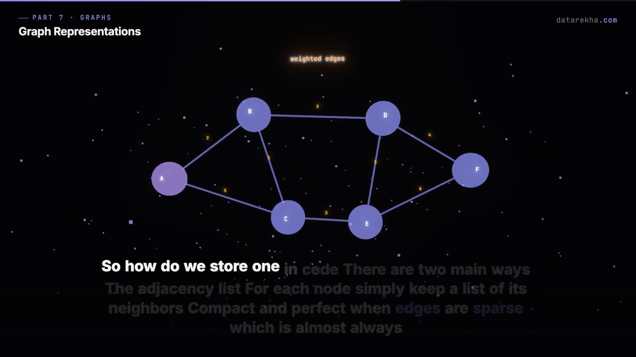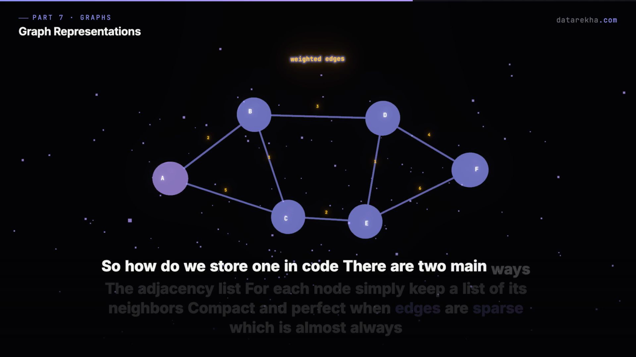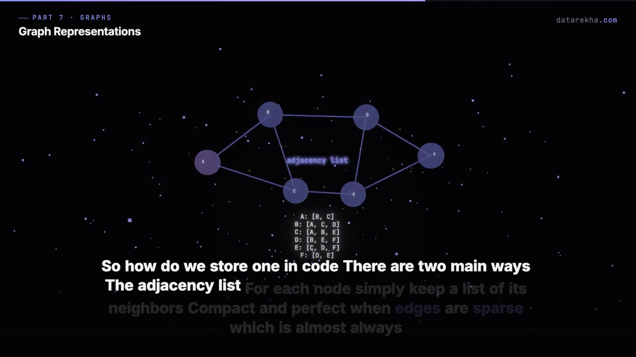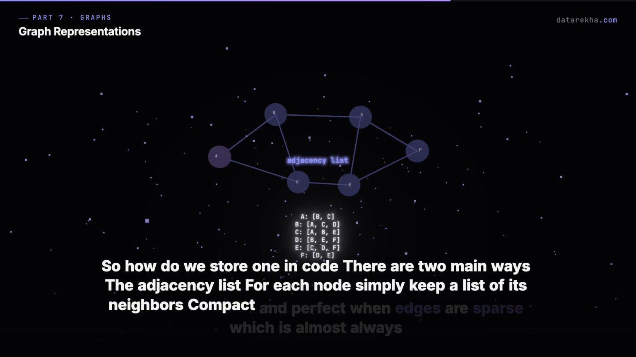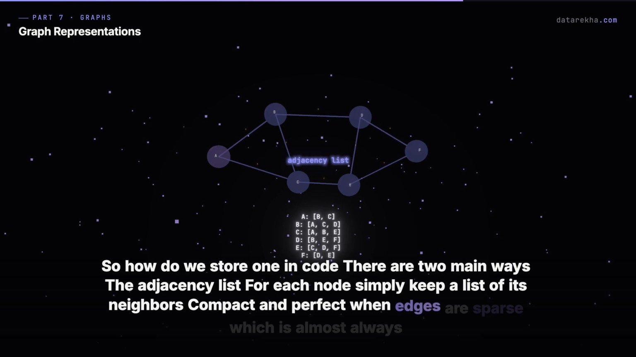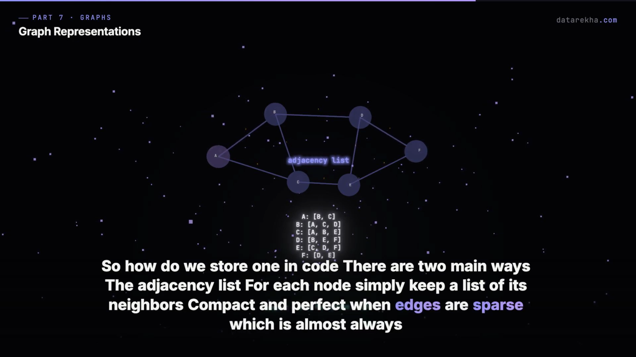So how do we store one in code? There are two main ways. The adjacency list. For each node, simply keep a list of its neighbors. Compact and perfect when edges are sparse, which is almost always.